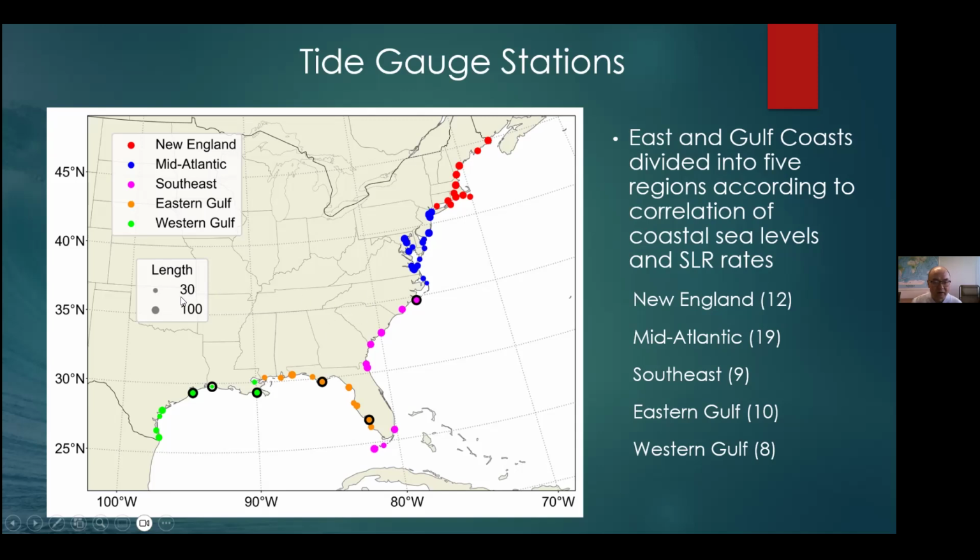The size of the dot indicates the different lengths of the tide gauge data. The data can be century long at some stations, and shorter at other stations. So there are different lengths at different locations.